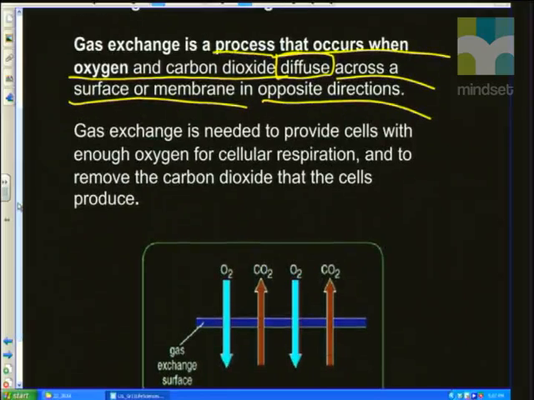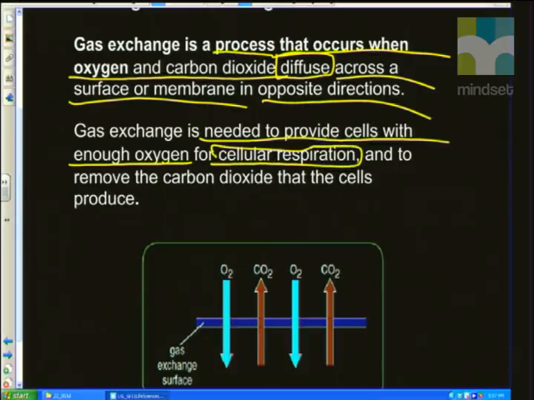Next thing, gaseous exchange is needed to provide the cells with enough oxygen, because you've learned why oxygen is important for cellular respiration. And it removes the carbon dioxide that the cells produce. Remember, we went through cellular respiration: you need oxygen, it goes through the Krebs cycle, and then carbon dioxide is given off. That was last term's work, but as long as you remember that carbon dioxide comes off and we need to get rid of it.